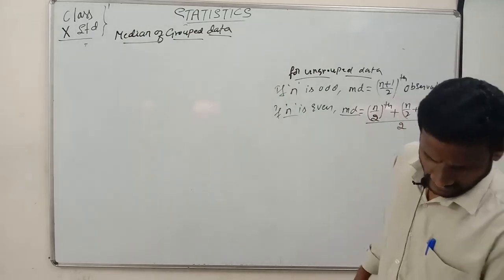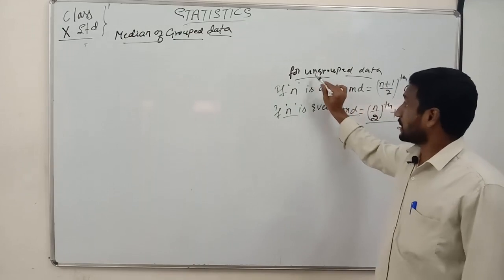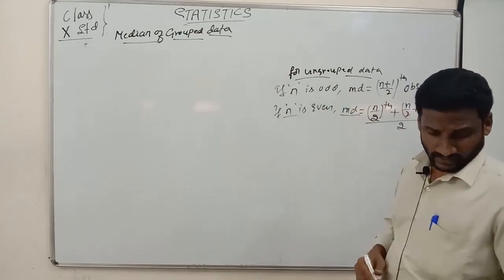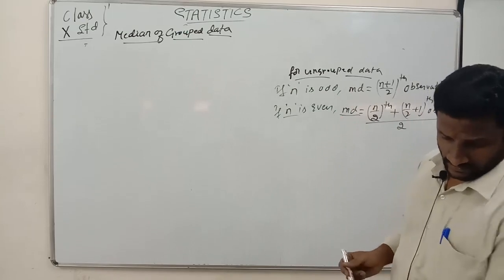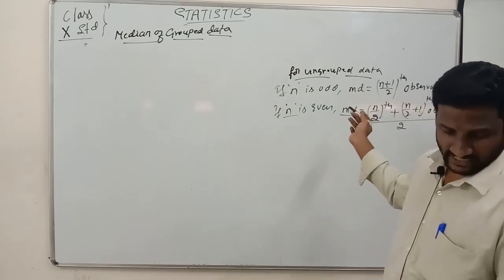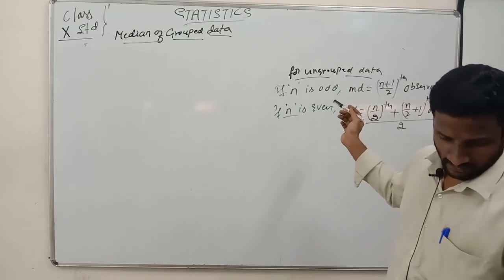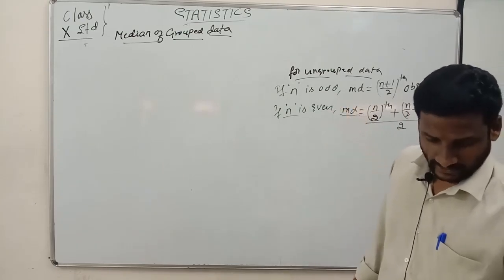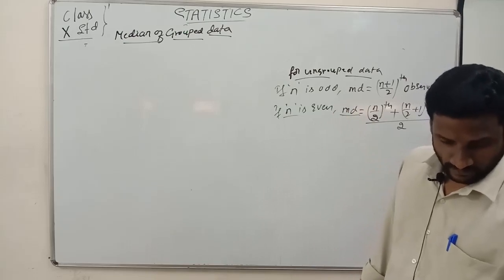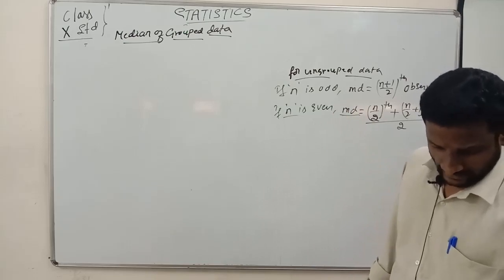So now this is for ungrouped data. Very important, this is ungrouped data. Grouped data, this you already learned in 9th standard, so I think there is no need to discuss more about it. Now suppose the grouped data is given, then how to calculate the median here?